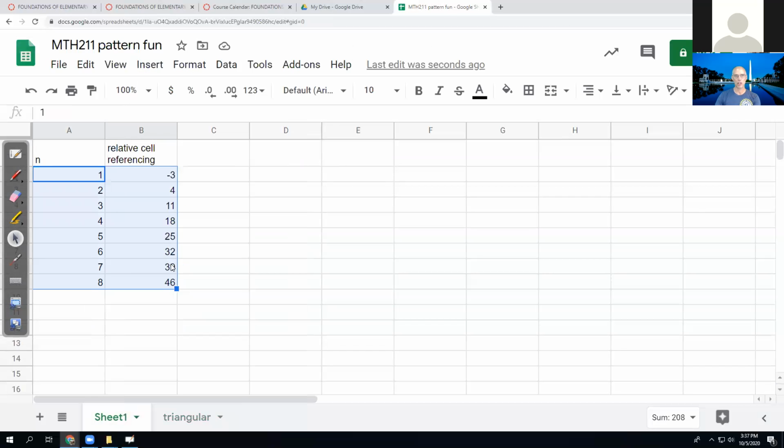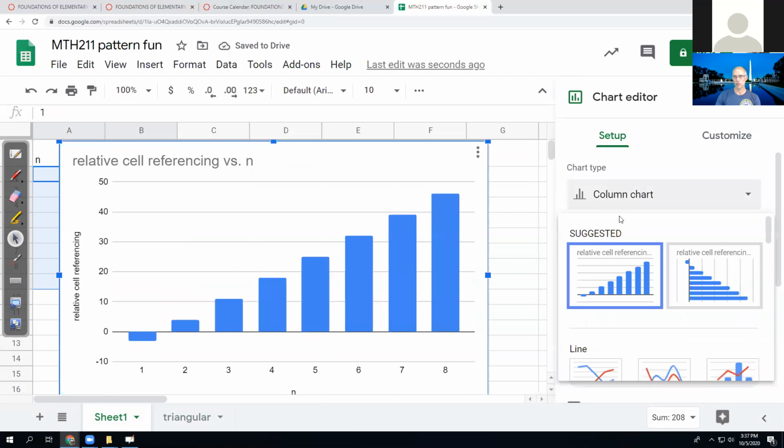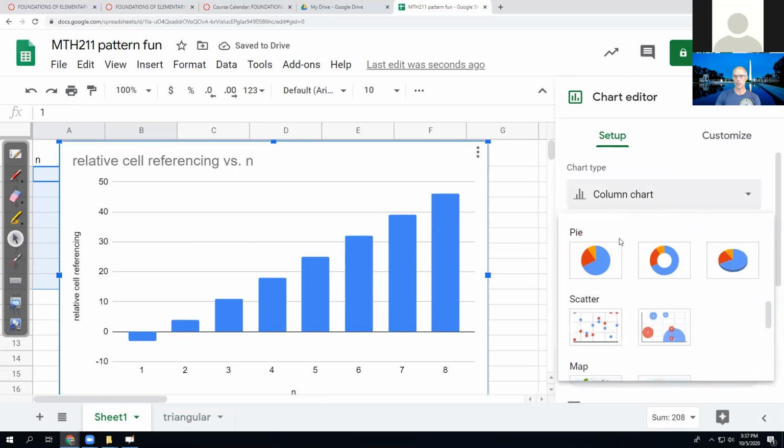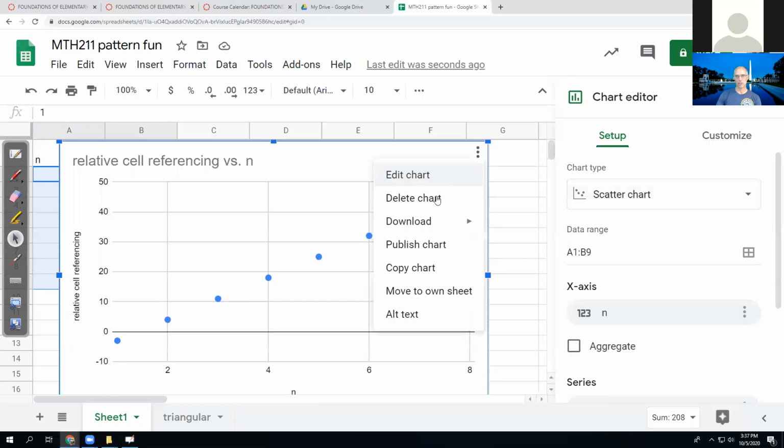If I insert a chart, I would tell the computer I want a scatter plot, if it ever loads. There we go, not a column chart, please. A scatter plot. Those line up nice, right? There's that linear in action, which is kind of cute. All right, let's get rid of that for a sec.